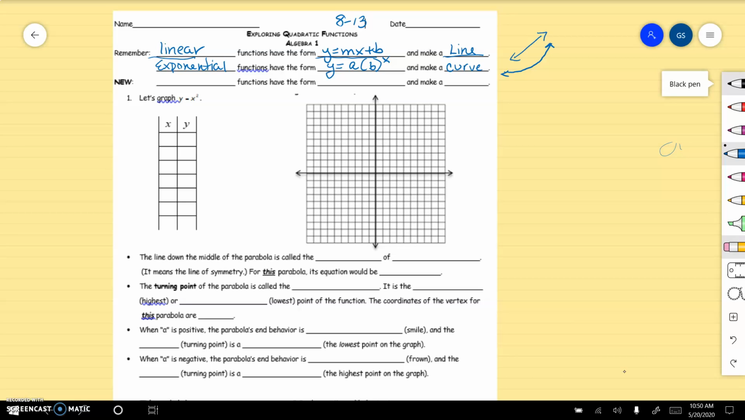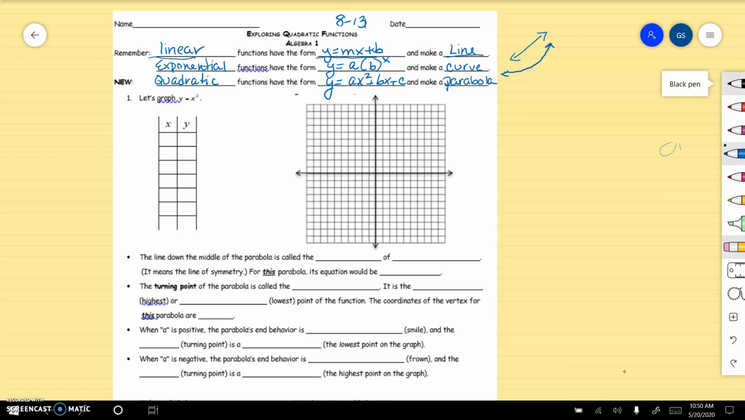Okay, third one is what we're talking about now, quadratic equations. Okay, so quadratic equations, or quadratic functions, sorry, have the form y equals ax squared plus bx plus c, and makes a parabola. Also known as a parabola.